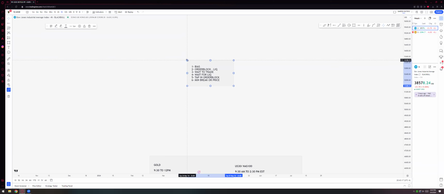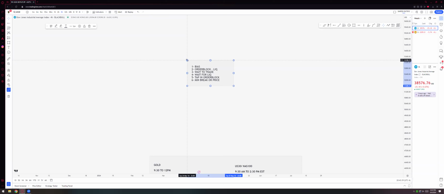Second, I'm going to do my markups. I'm going to look for my order blocks that are near the price. As I said, if the market's at, I don't know, 100, you don't want to mark an order block at 50 because it's too far away from the price. So we're going to look for the most recent order blocks near the price. We're going to do the markups, the liquidity.